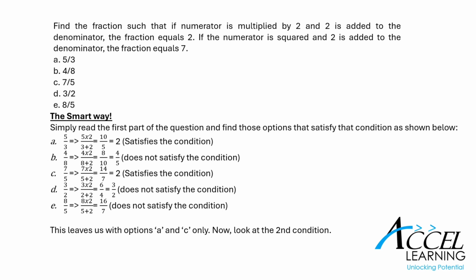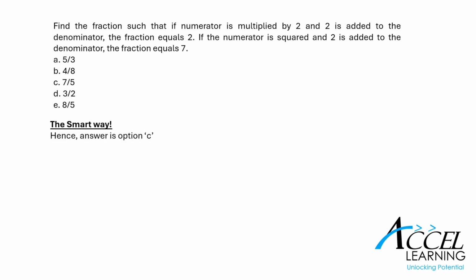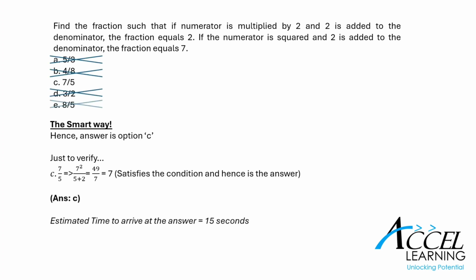Now look at the second condition. Apply this to options A and C only as follows. 5/3 becomes 5 squared over 3 plus 2 equals 25 over 5, which is equal to 5, which does not satisfy the condition. Hence, the answer is option C. Just to verify, 7/5 becomes 7 squared over 5 plus 2 equals 49 over 7, which is equal to 7, which satisfies the condition and hence is the final answer.